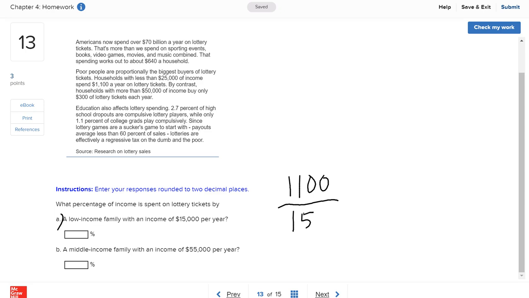So again, we set up that ratio. We put the total income on the bottom, the proportion on top, the 1,100, and we can find what percentage of their income on average goes to lottery tickets. B is the same thing. We're going to take households with more than $50,000 of income who buy only $300 of lottery tickets. So we're going to take 300 divided by that total income of $55,000. And to convert it to a percentage, by the way, you're going to multiply it by 100. And by that I mean move the decimal over 2 places to the right. So you can get those numbers pretty easily, I believe.